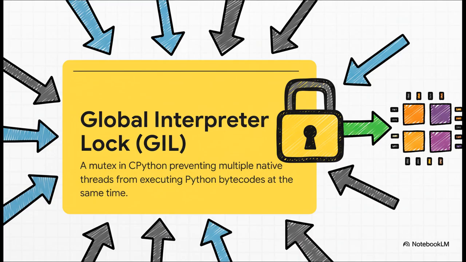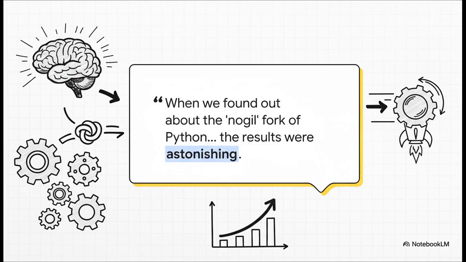Now, this made things a lot simpler back in the early days of Python, but with today's multi-core processors, it has become a major bottleneck. And look, this isn't just some academic debate. This quote comes from the DOSE 3D project, which works on cancer radiotherapy, so pretty high stakes. They found they were spending more time just shuffling data around than actually processing it. When they switched to a version of Python without the GIL, the results were, in their own words, astonishing.